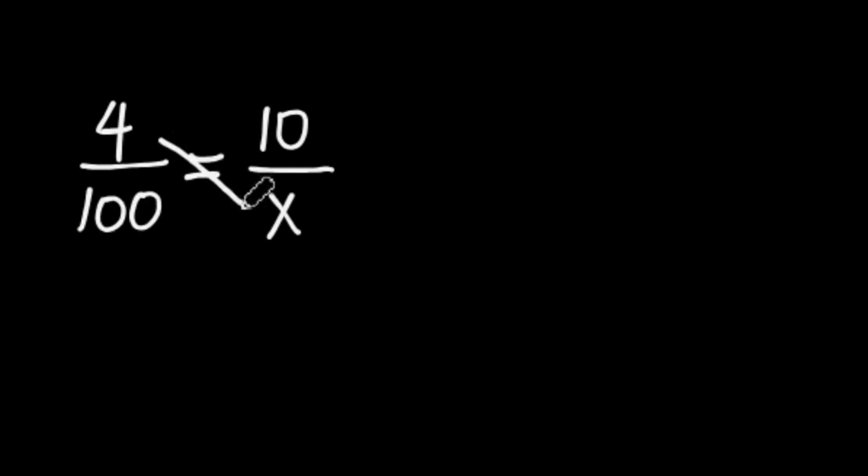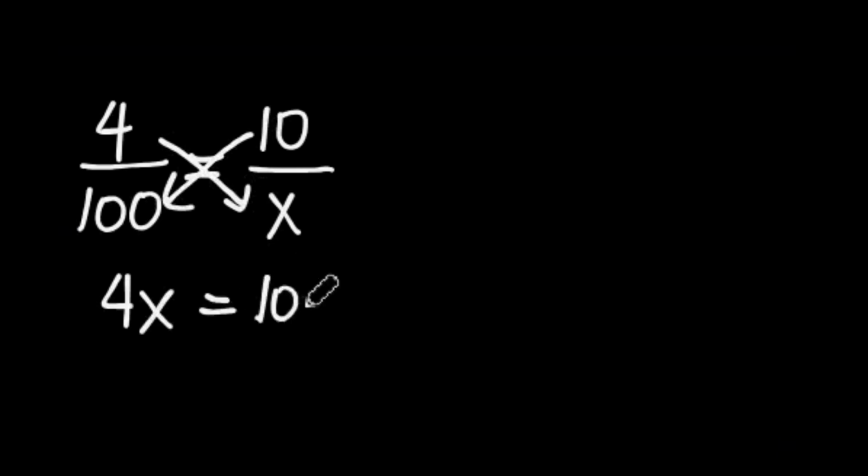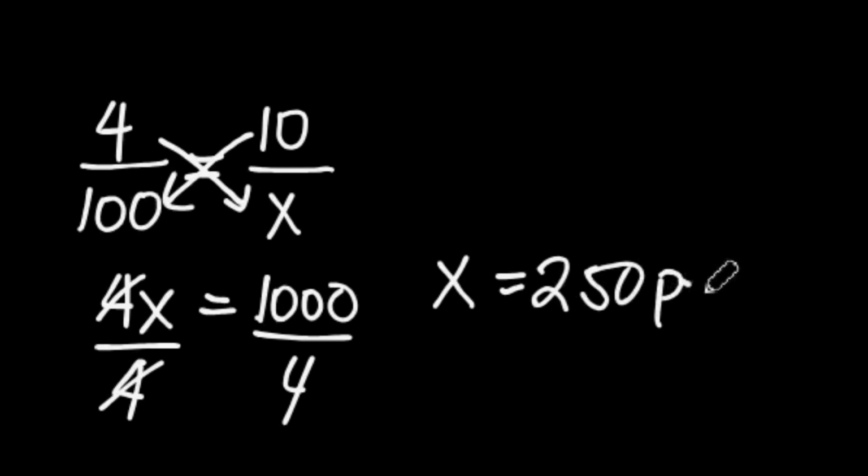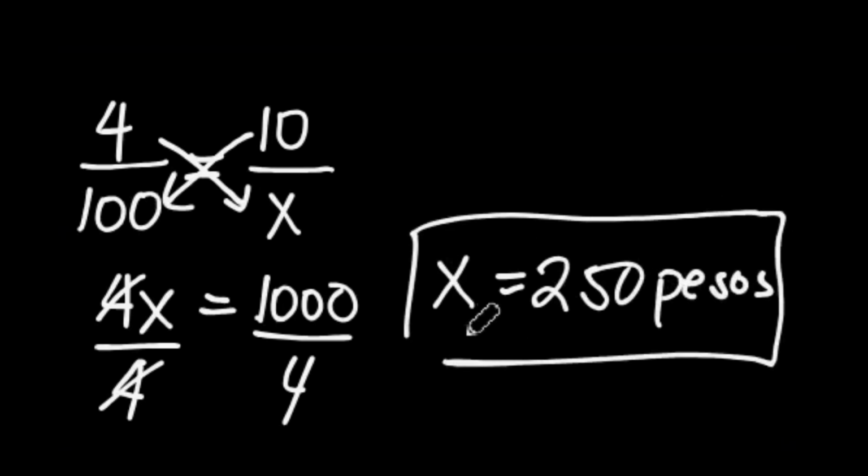So, 4 times x is 4x equals 10 times 100 pesos. Divide both sides by 4 and we get x equals 250 pesos. So 10 apples would cost 250 pesos. Easy, right? Great job so far.